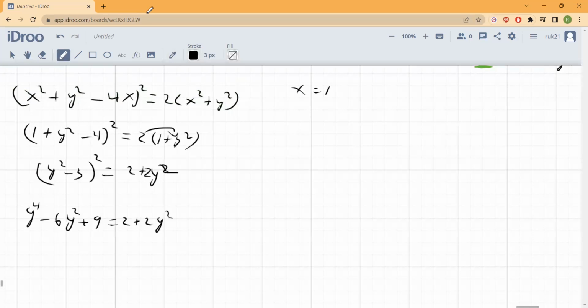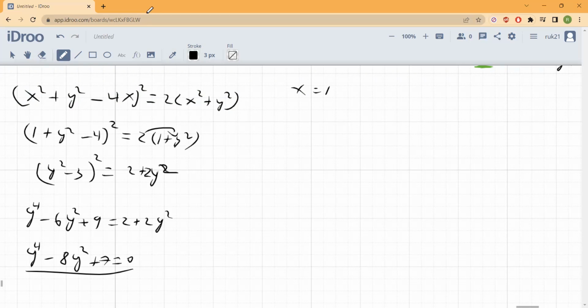Now I'm going to bring everything over to the left side. We get y to the power of 4 minus 8y squared plus 7 equals 0. If you're from BME, you would recognize this as one of the simplified equations he gave us in the question; he just got this from simplifying. But from here, we need to find all the values of y, and we're going to get four values of y. Otherwise, this is just a quadratic equation.